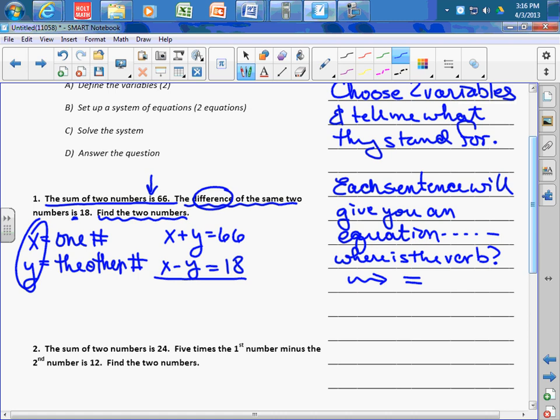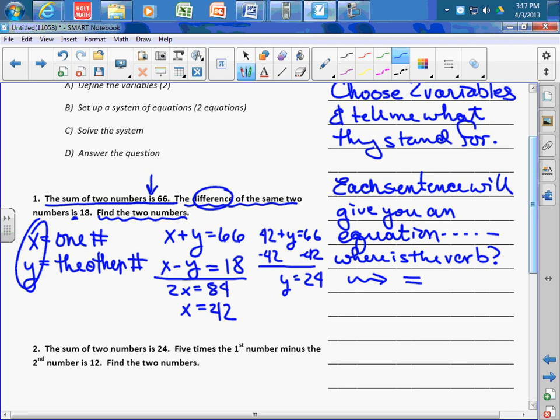Solving this system of equations, the y's are going to cancel out. You get x plus x is 2x equals 66 and 18 or 84. X is equal to 42. Well, if x is equal to 42, what's y? Well, we put 42 back in for x. 42 plus y is equal to 66. Subtracting the 42 from both sides, y is equal to what? 24.